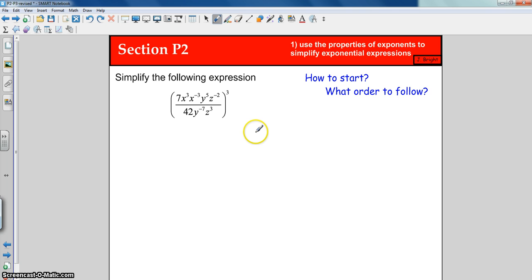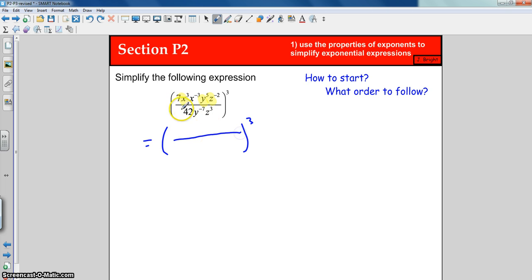Fairly similar, but what do we notice? We have three variables. We have x, y, and we have z. Okay, so this one's going to be a little bit more intense, but same process, nevertheless. Okay, so I still have whatever cubed. I'm just going to leave that alone. And now I'm just going to look at the numerator and denominator separately.